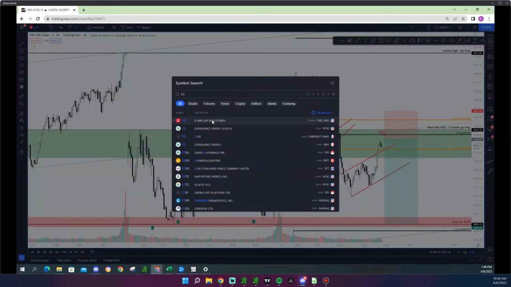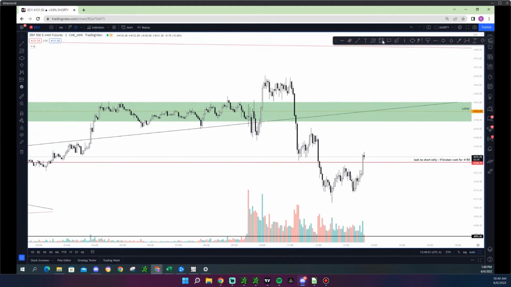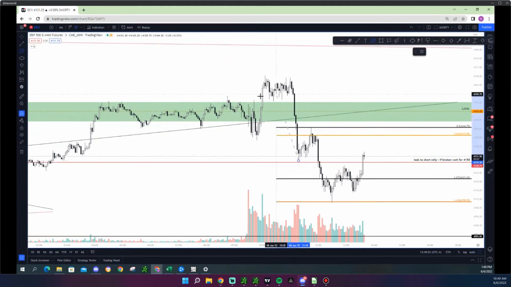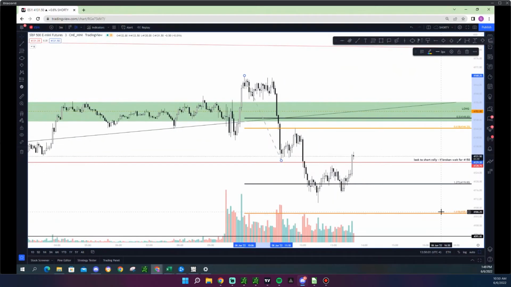How's ES? The ES hit the levels. Okay. Nice, verify. So this ABCD pattern literally played out here. Look at this. Hit here, hit the 127 perfectly. So the next one would be 4105 if we break this level here, 4130 now.